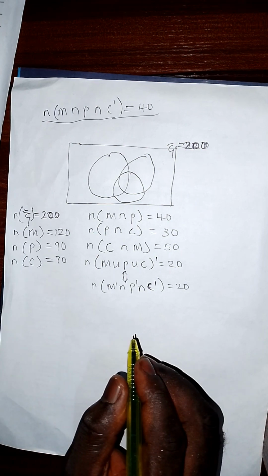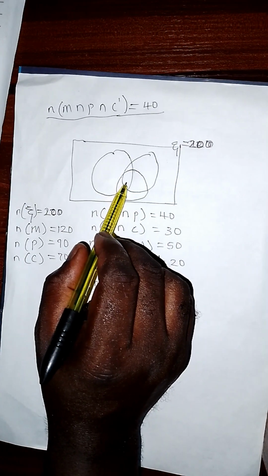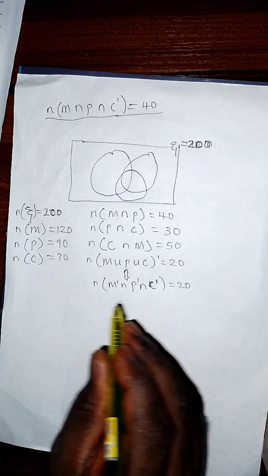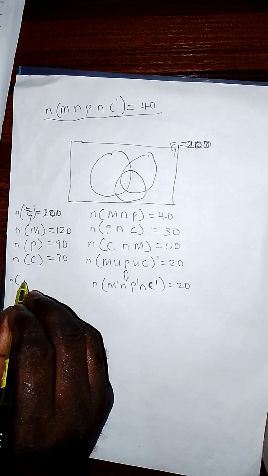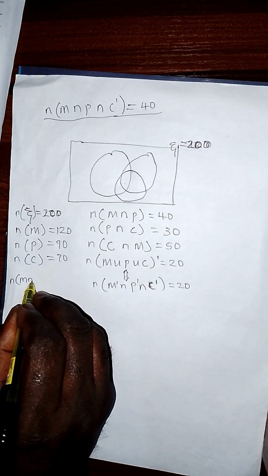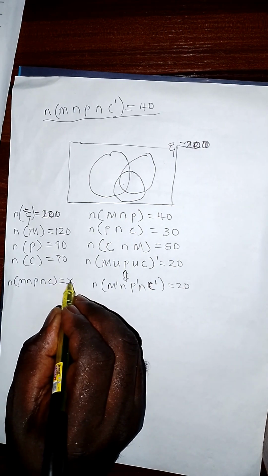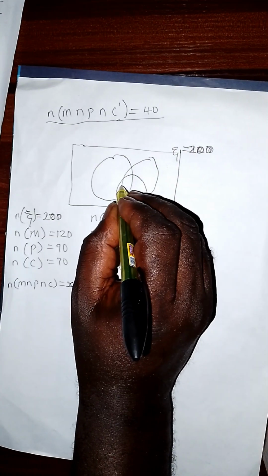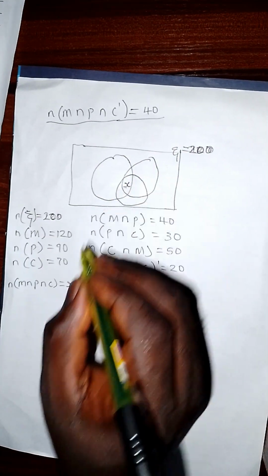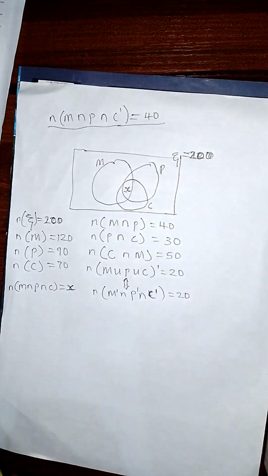Now, the next thing I want to do is the question, we cannot express it here, so let the number of those that study the three subjects be X. The number of those who study the three subjects, let it be X. So we use X to represent that, and then I can locate that inside here. So this is my mathematics, this is my physics, and this is my chemistry.